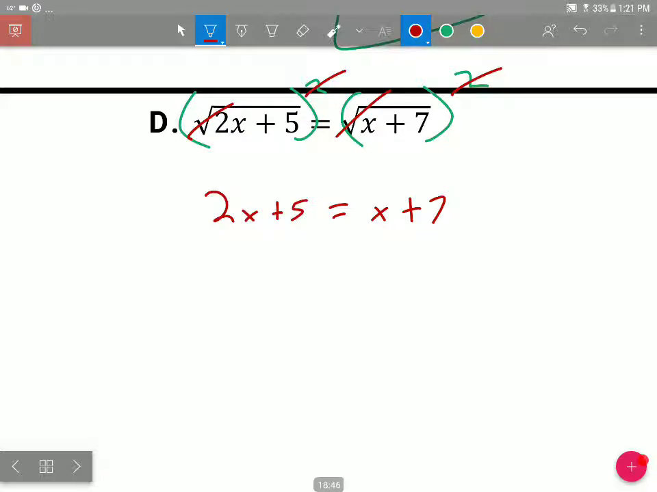So you just subtract x plus 7. Well, you don't have to subtract the x plus 7. I can just move the x to the left and move the 5 to the right. You follow? Move the x left, move the 5 right. What's 2 minus 1? What's 7 minus 5?